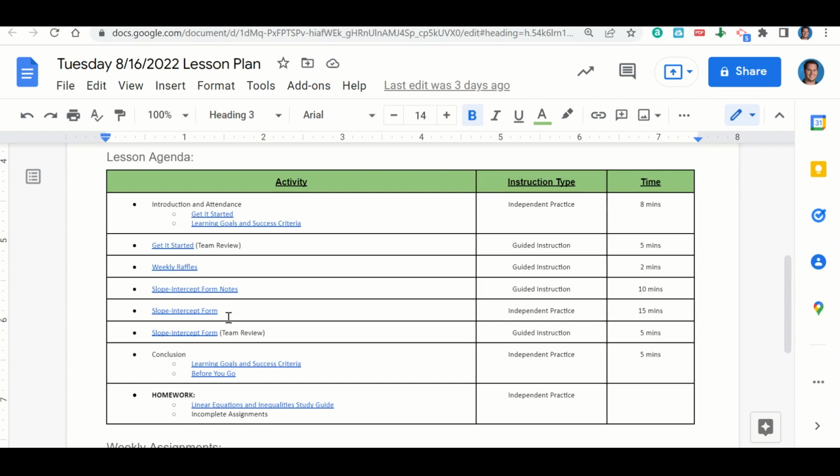Once you've completed your assignment, we'll take some time to go over it together and answer any questions you may have. At the end of class, we'll go back over our learning goals and success criteria, and while we do that, you'll be filling out your before you go. Your only homework for tonight is to continue working on the linear equations and inequality study guide and working on any incomplete assignments that you may have.